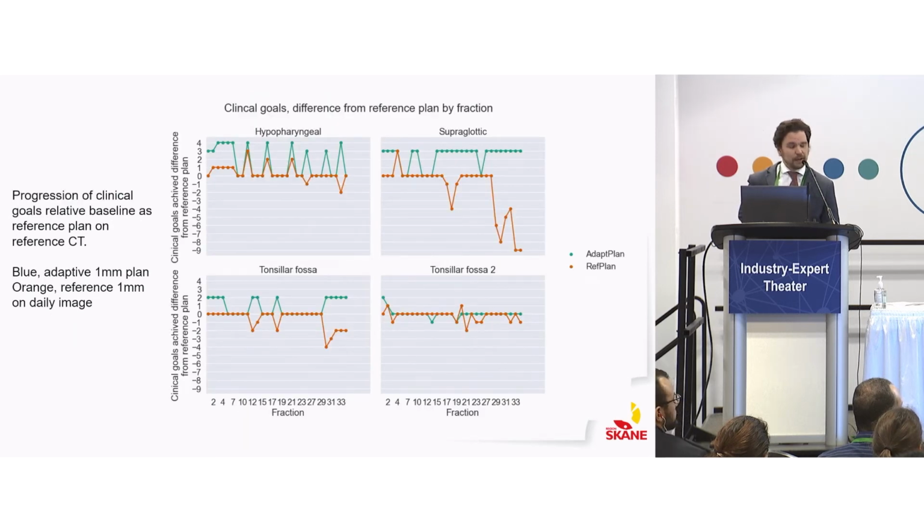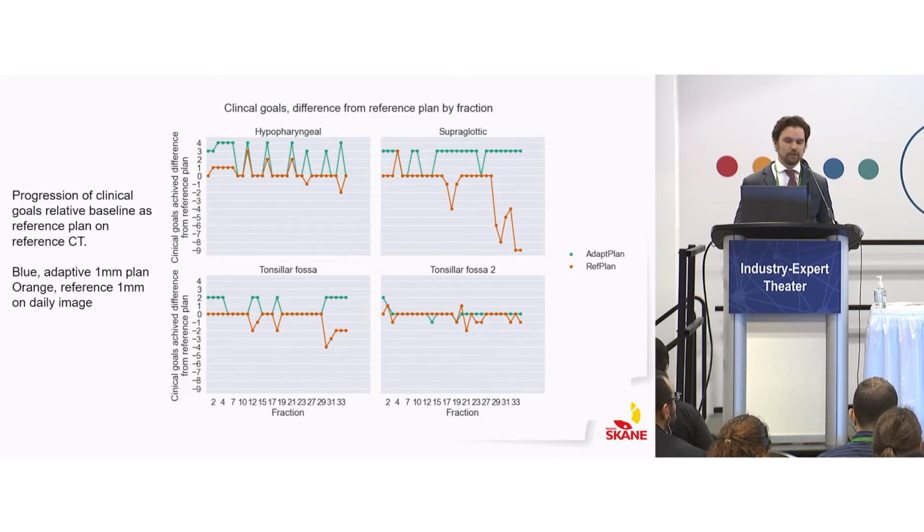But if we look at the clinical goals, we null the baseline to the reference plan and the reference CT, meaning that's the number of achieved clinical goals. So the adaptive plan is in green, and you have the reference plan progressively over the fractions in orange. Generally the adaptive plan keeps a robust number of clinical goals achieved over the progression of the treatment. But for some patients the reference plan deteriorates over time.